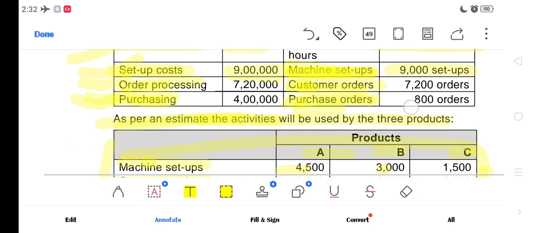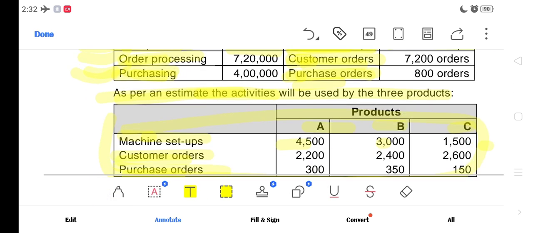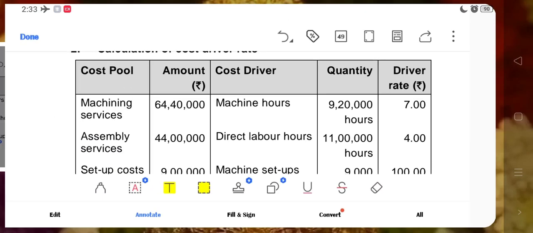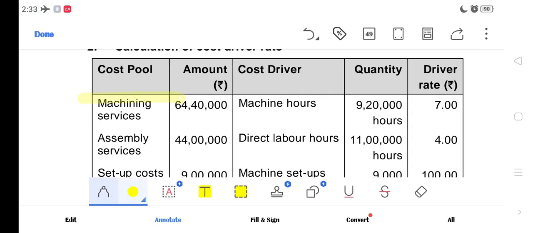Why per setup you have to calculate? Product wise they have given how many setups. So if you want to know product wise profit, then you have to know the product wise machine setups. So per setup you have to calculate, and then multiply with this, you get the total for machine setups per product, right? So machine servicing over.